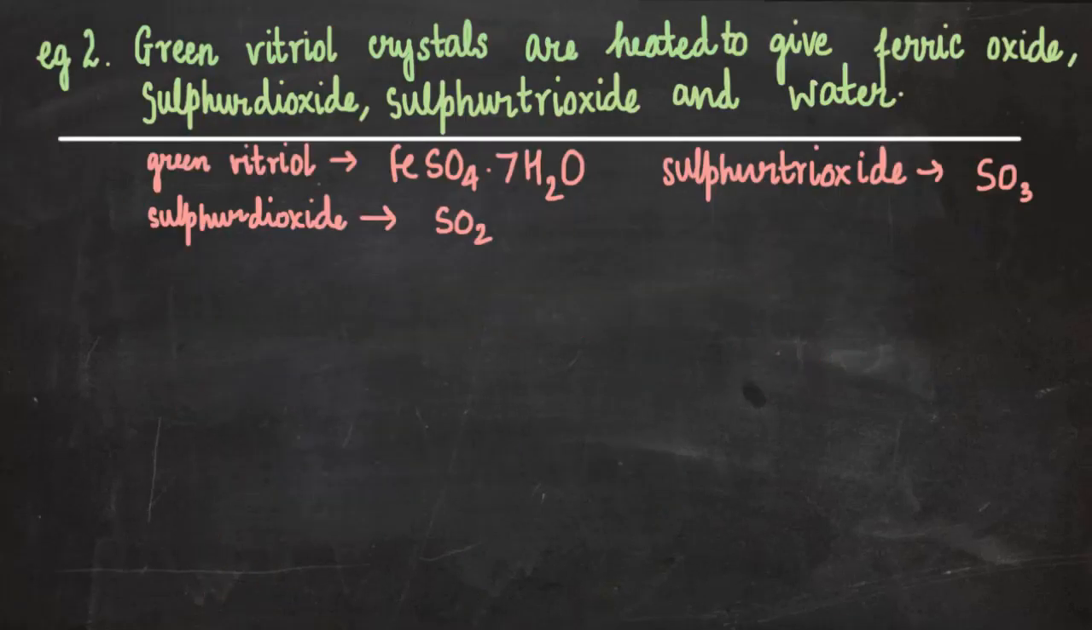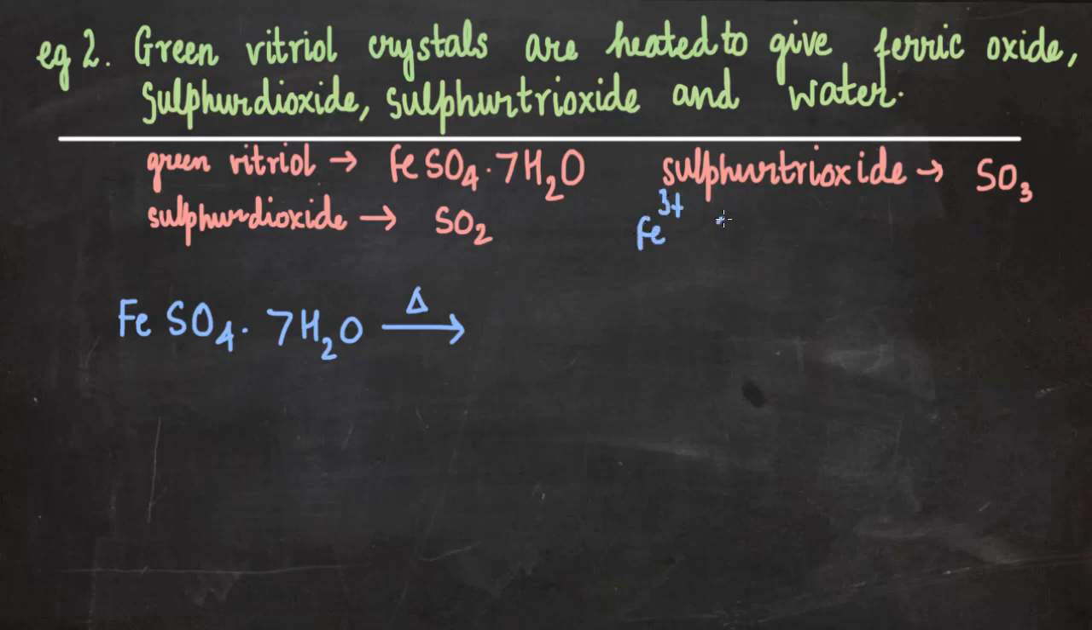So in example 2, green vitriol crystals are being heated and we get ferric oxide, sulfur dioxide, sulfur trioxide and water. So let us try to write the reaction here. Green vitriol is FeSO4.7H2O. So FeSO4.7H2O and when it is heated, we get ferric oxide. Ferric ion is Fe3+, oxide ion is O2-. So ferric oxide will be, this 2 comes here, this 3 comes over here. Ferric oxide should be Fe2O3.